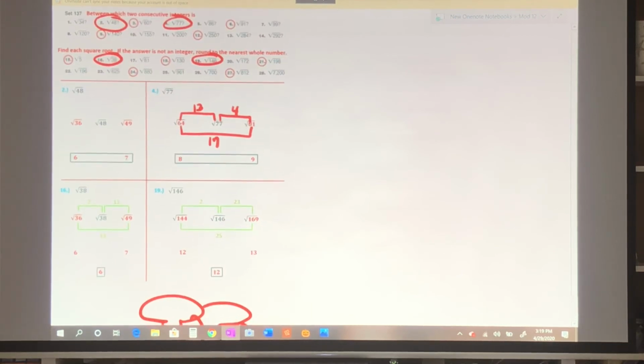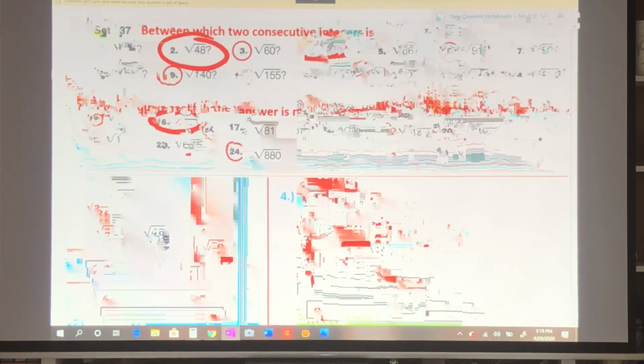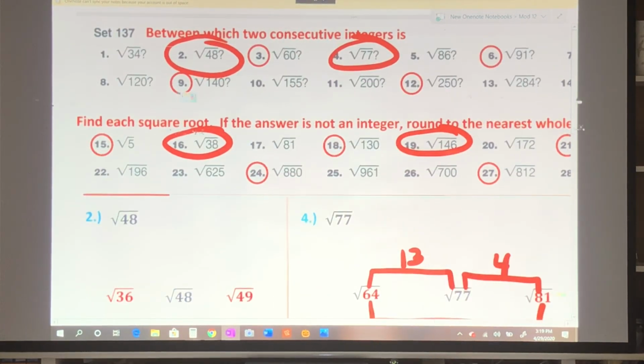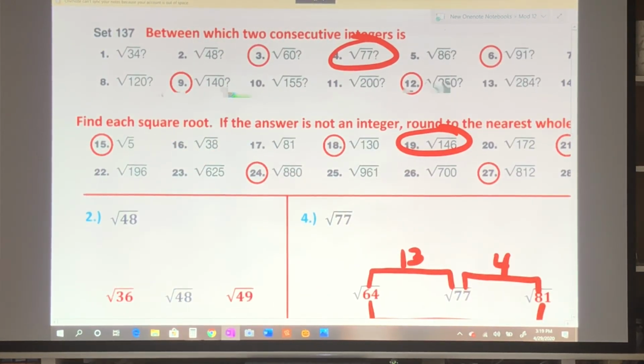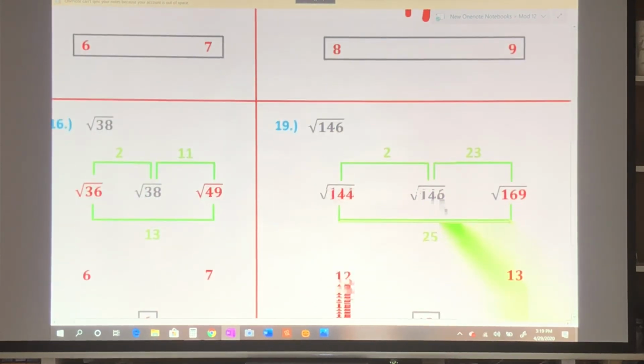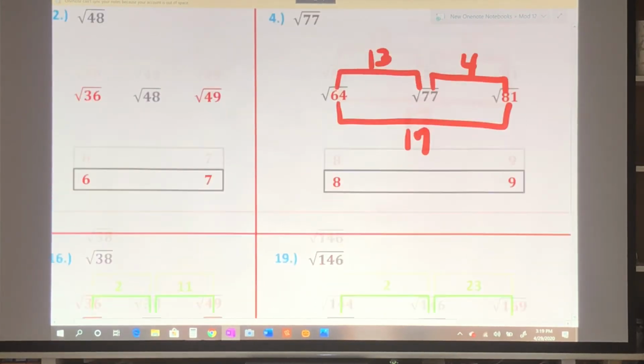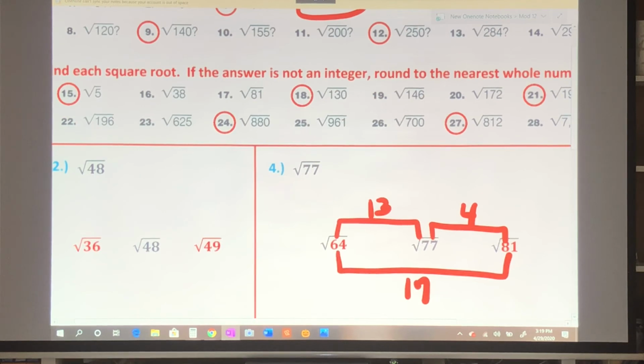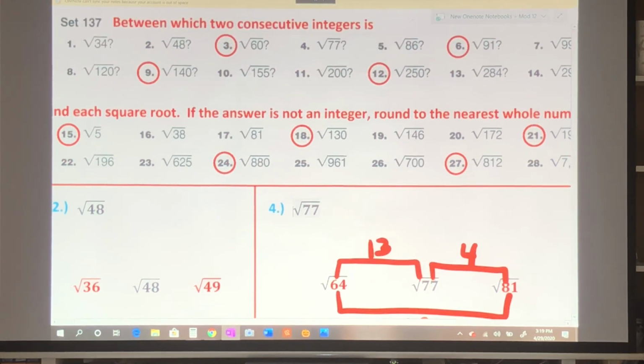So you guys have that paper already. I sent it to you. And you're doing the ones that are circled. Hopefully you'll fix number 19 where I messed up on the green part here. And use that as a guide. Okay.